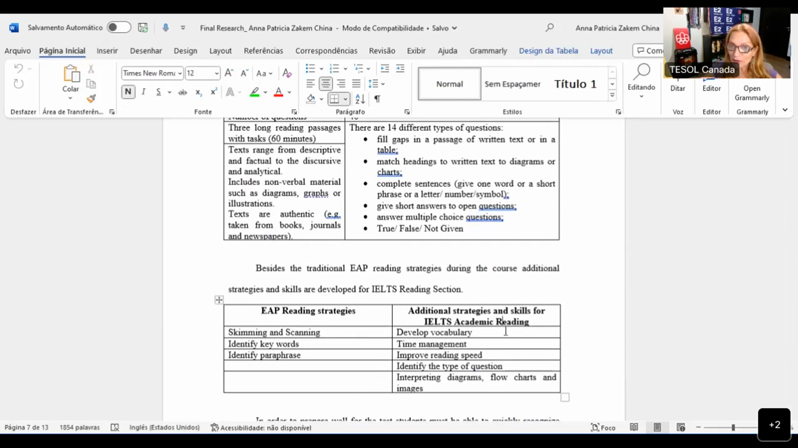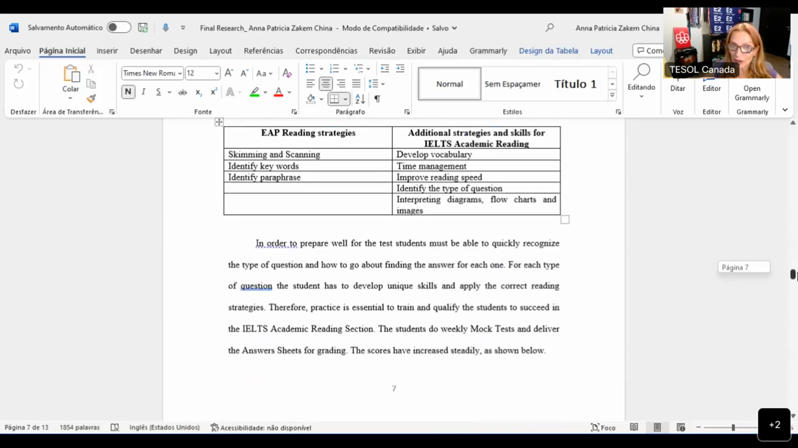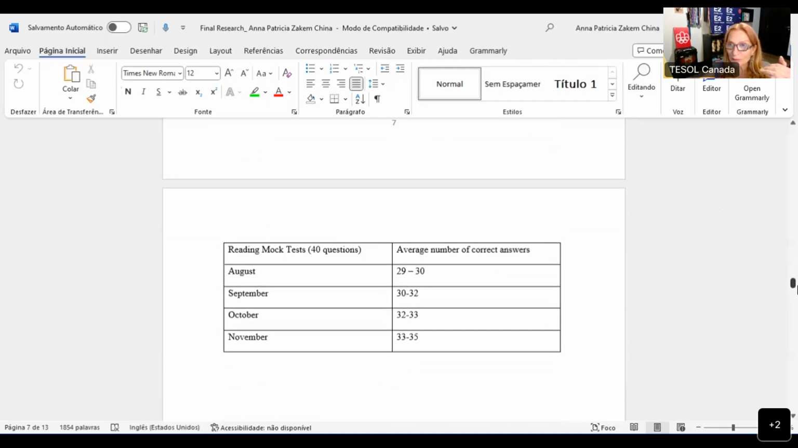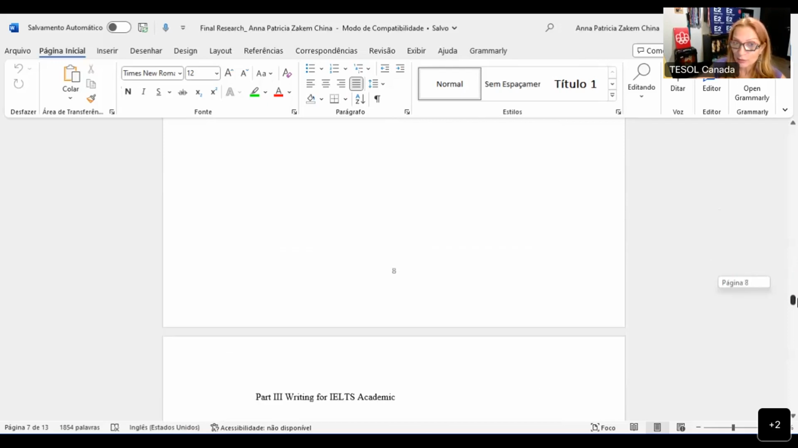But for me to find this, I did a needs analysis with them. Based on the needs analysis, I identified the additional strategies that I would have to work on. That's what I explained here. And then I explain how it was developed. Every week we did a mock test, and then I show how they progressed after applying and developing the strategies, the results that they got. So it's also based on statistics to support my choice of approach. This was one way that I could justify that it's valid.